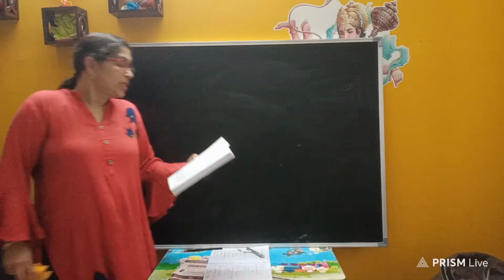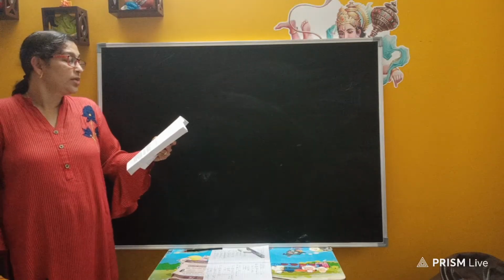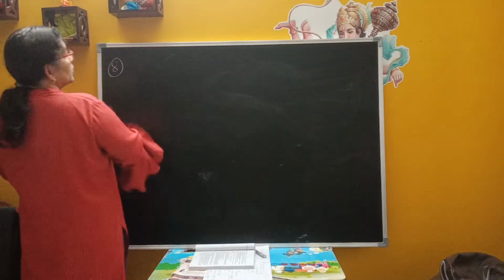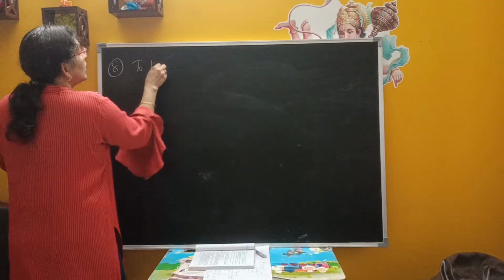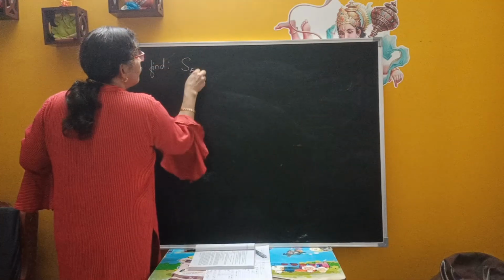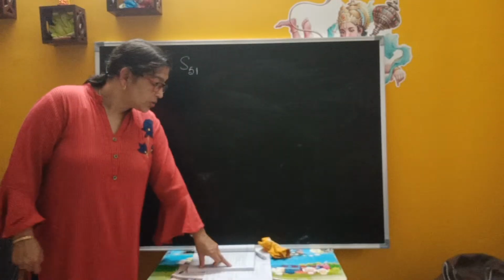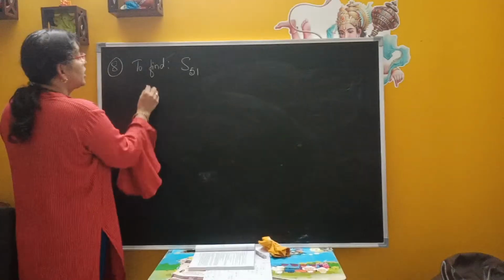Here we have to find the sum of first 51 terms. So what is the n value? 51. We need to find S51. Then, the AP whose second and third terms are 14 and 18. What is the second term? It means A2. The A2 value is 14 and the A3 value is 18.